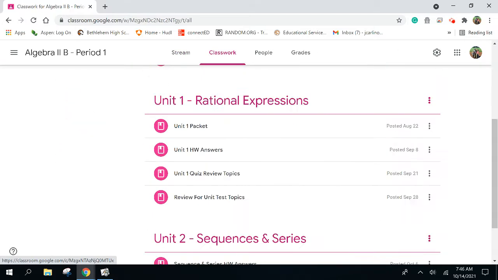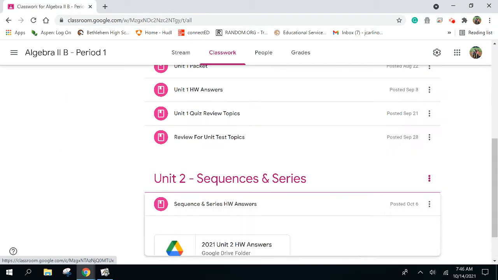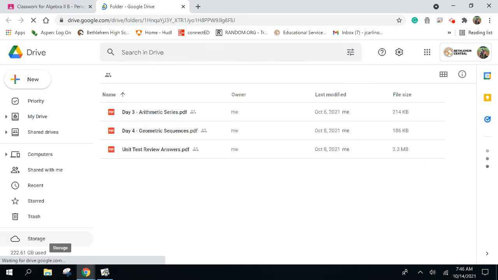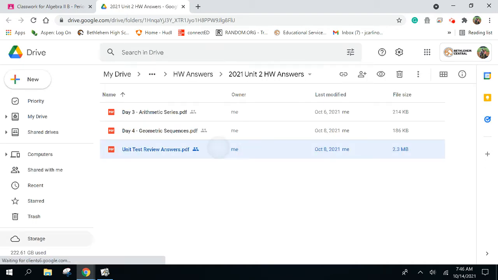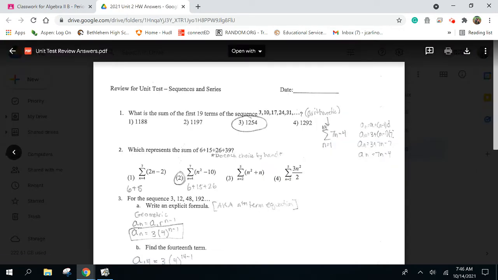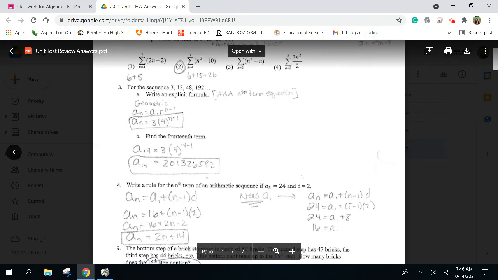You'll see up on Classroom under the Unit 2 homework answers, unit test review answers. Those aren't just answers. Those also have my work attached to it.